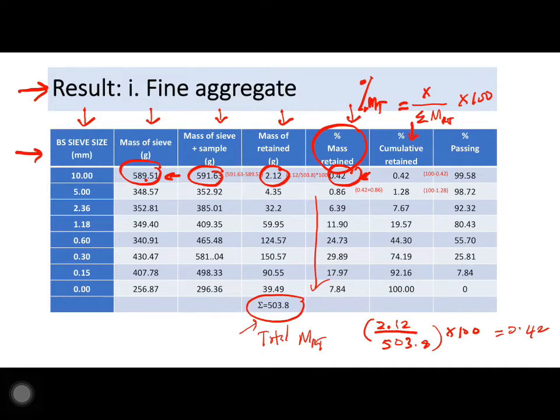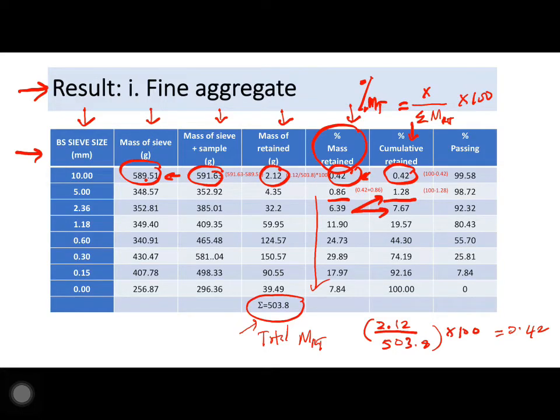This cumulative means that for the first row, you just write the first value here, 0.2. But for the second row, we need to add 0.42 and 0.86, so you will get 1.28. And then how do we determine this 7.67? So 7.67 is 6.39 plus 1.28.